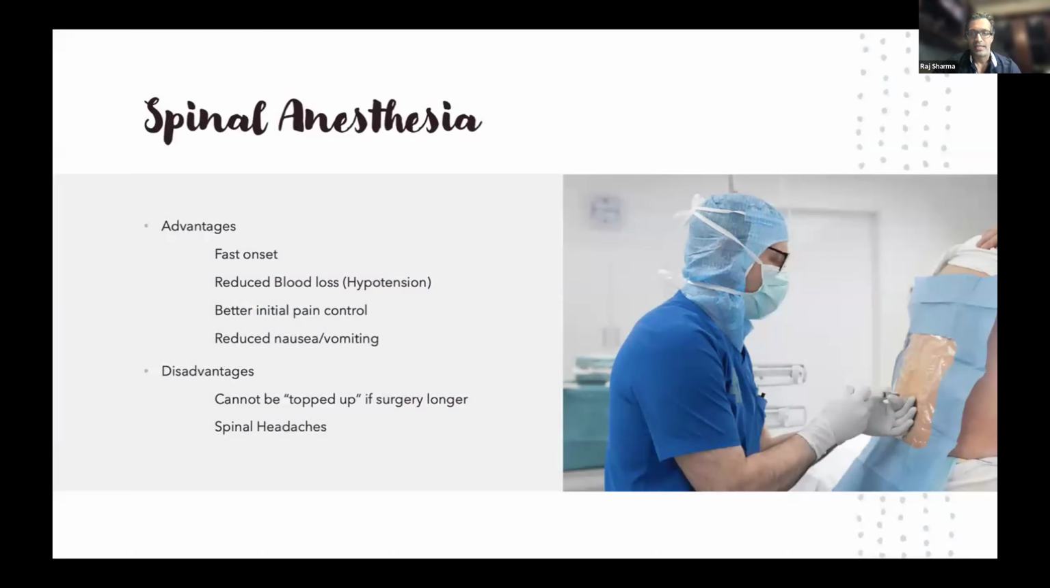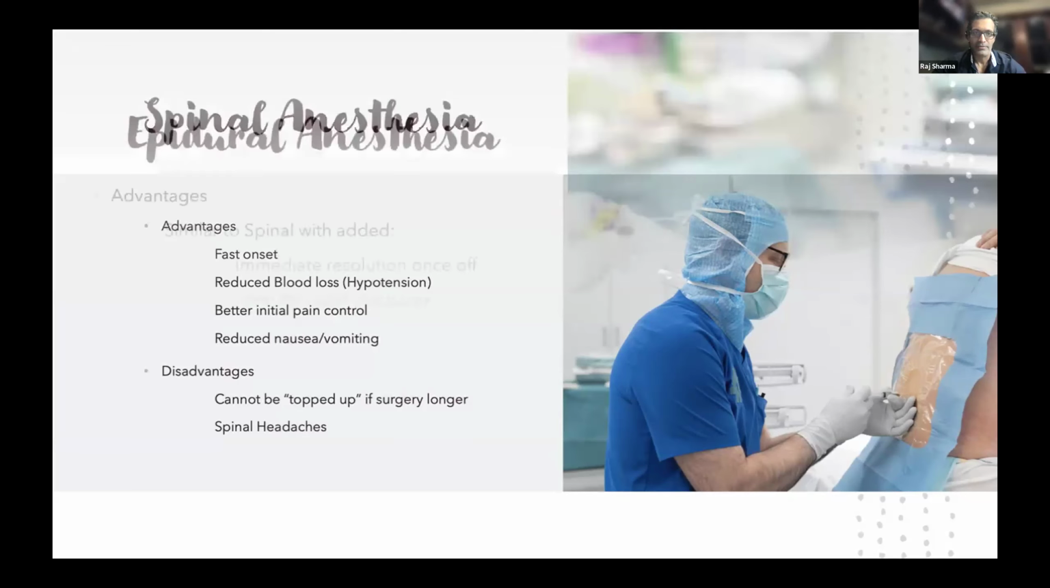In terms of a spinal anesthetic, as we saw in that poll, lots of good advantages. Fast onset, reduces blood loss with hypotension, better initial pain control, reduces nausea, vomiting. Some of the disadvantages: it cannot be topped up. So if you cannot predict the time, sometimes that could be an issue. You may have to convert to a general. And then they can have some spinal headaches. Typically, spinal anesthetic is the gold standard.